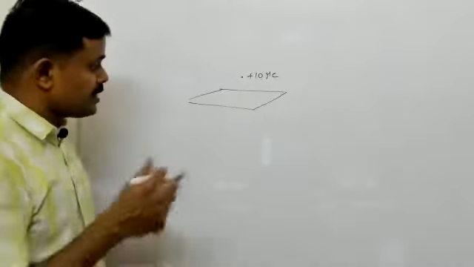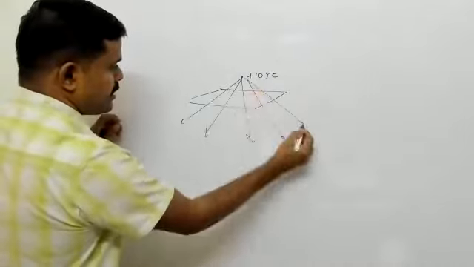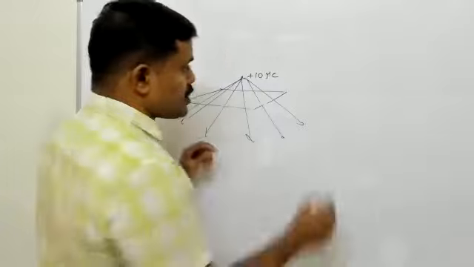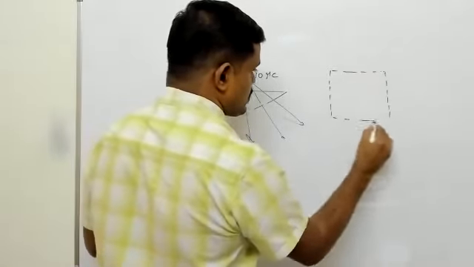How do you find the flux? So flux is coming like this, like this, like this. So you have to calculate the flux. I'll tell you how to do this. First of all, you have to imagine a Gaussian surface. This is the Gaussian surface.